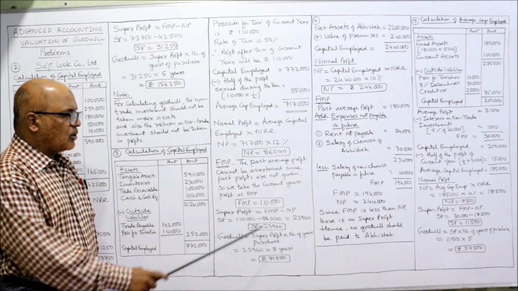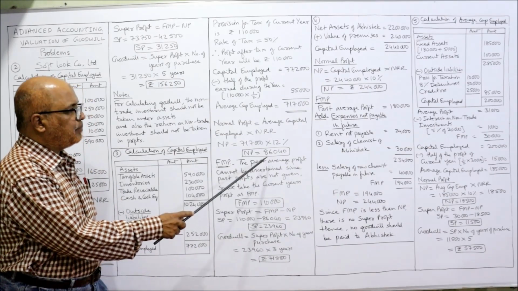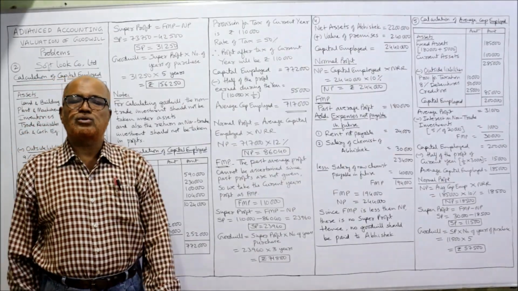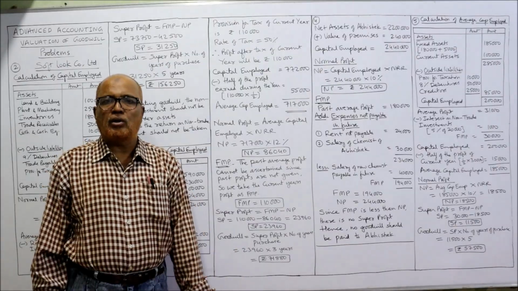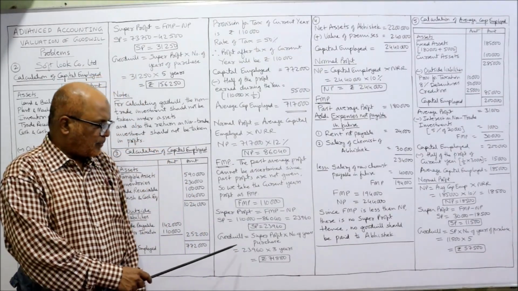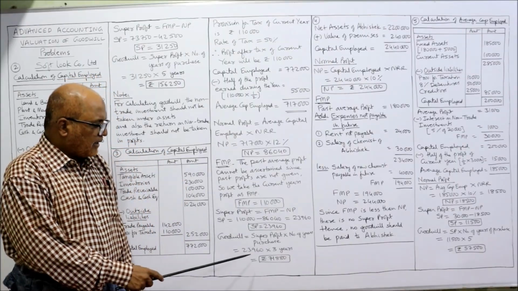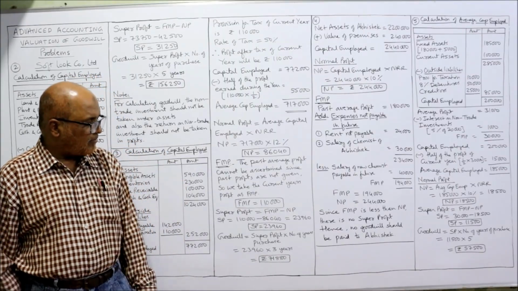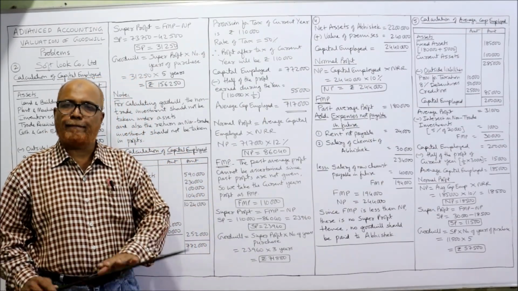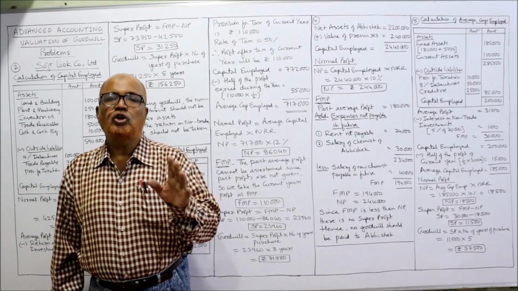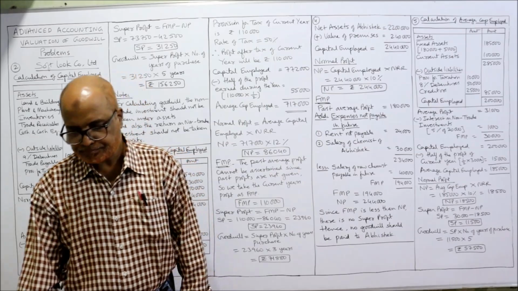So super profit is equal to FMP minus NP. So 1,10,000 minus 86,040. NP is 86,040. 23,960 is the super profit. Now goodwill is equal to super profit into number of years of purchase. It is given in the problem 3 years of purchase. So multiply 23,960 into 3, 71,880 is the value of goodwill. That's it. So 1 or 2 new points you came across. Watch, concentrate, focus on those points.